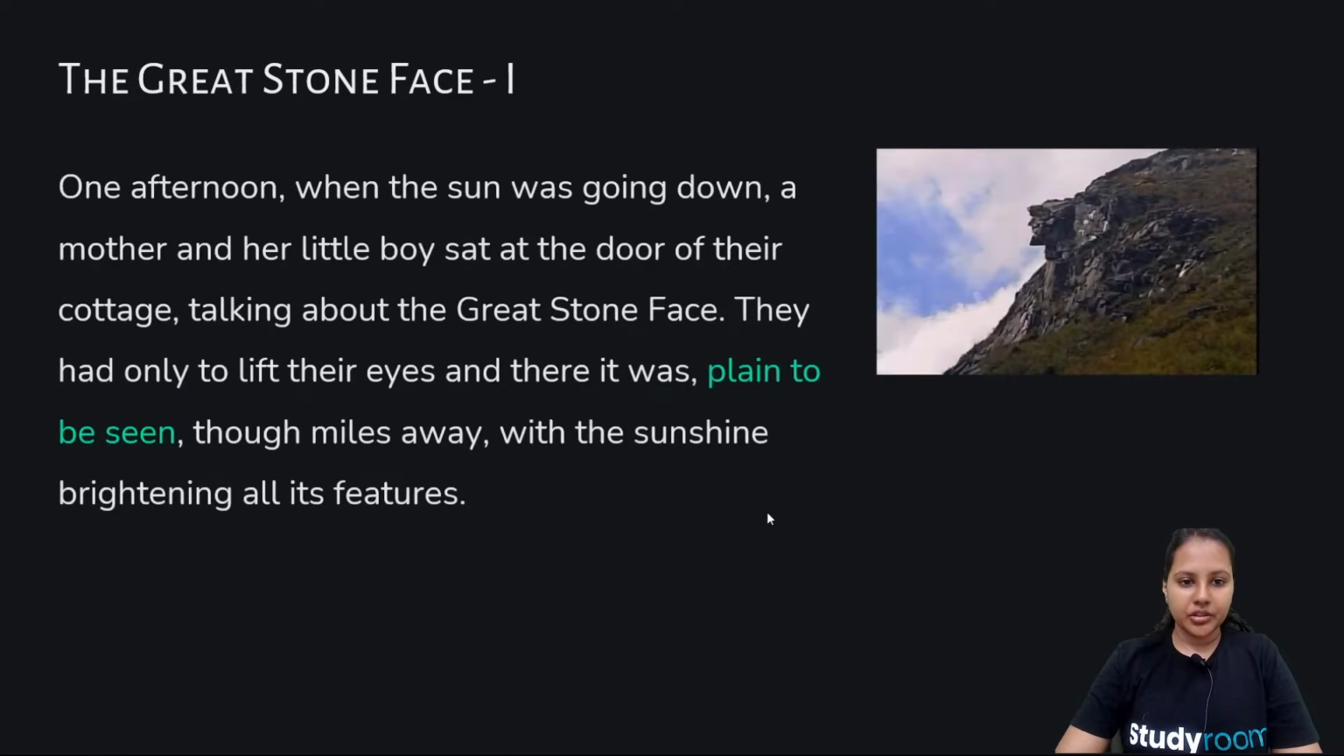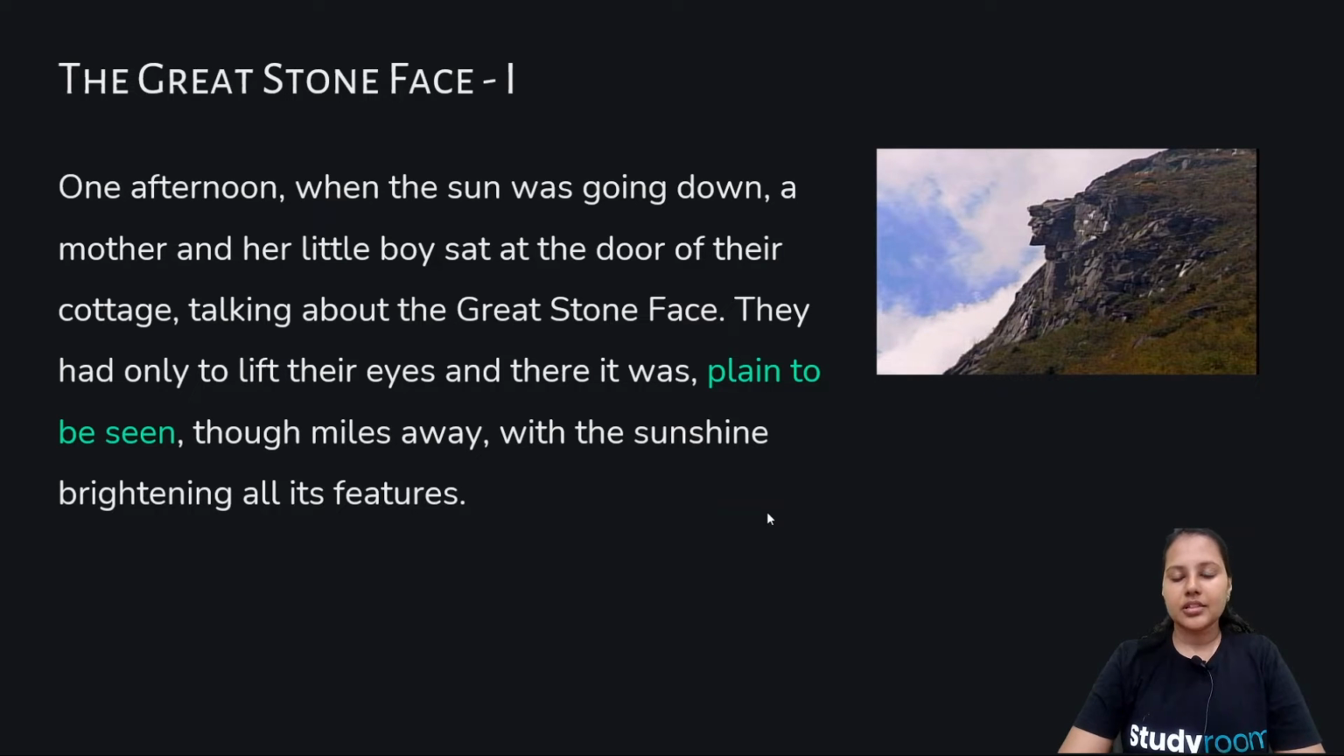One afternoon, when the sun was going down, a mother and her little boy sat at the door of their cottage talking about the great stone face. They had only to lift their eyes, and there it was, plain to be seen, though miles away, with the sunshine brightening all its features.